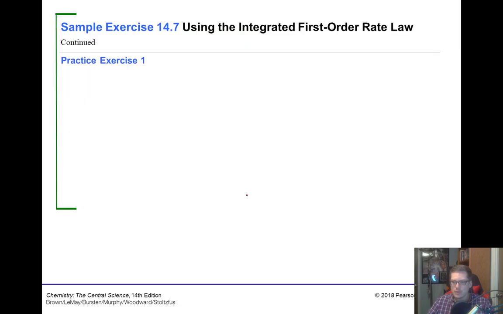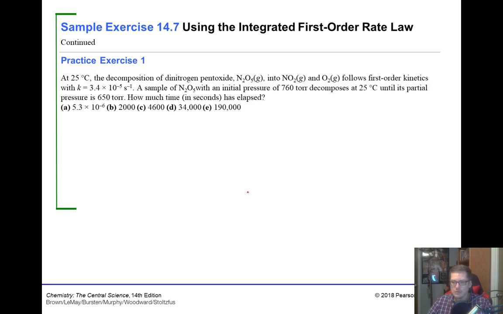All right, so let's do a couple practice problems here. It says at 25 degrees Celsius, the decomposition of N2O5 into NO2 and O2 follows first order kinetics with k equals 3.4 times 10 to the minus 5 per second. A sample of N2O5 with an initial pressure of 760 torr decomposes at 25 degrees until its partial pressure is 650 torr. How much time in seconds has elapsed?